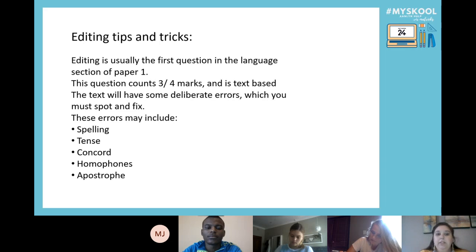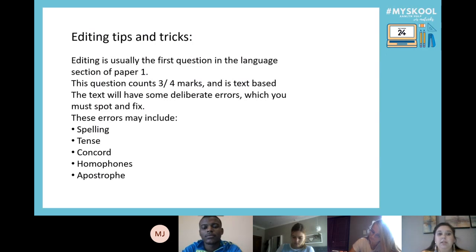These errors can include, but are not necessarily limited to, but these are mostly the ones that they ask: spelling, tense, concord, homophones, and the apostrophe. Now, spelling, I obviously can't teach you how to spell every single word in the English language, but I can teach you some tips and tricks and what mistakes they often ask you to correct.